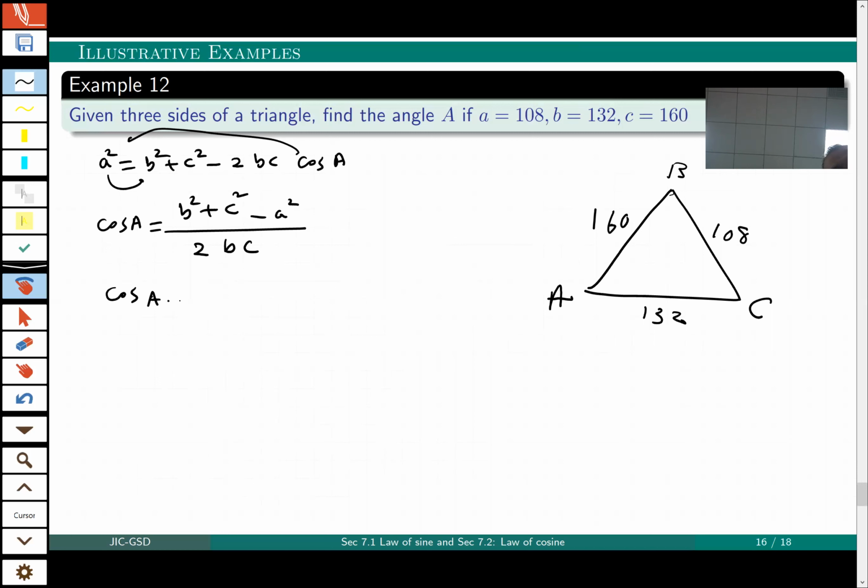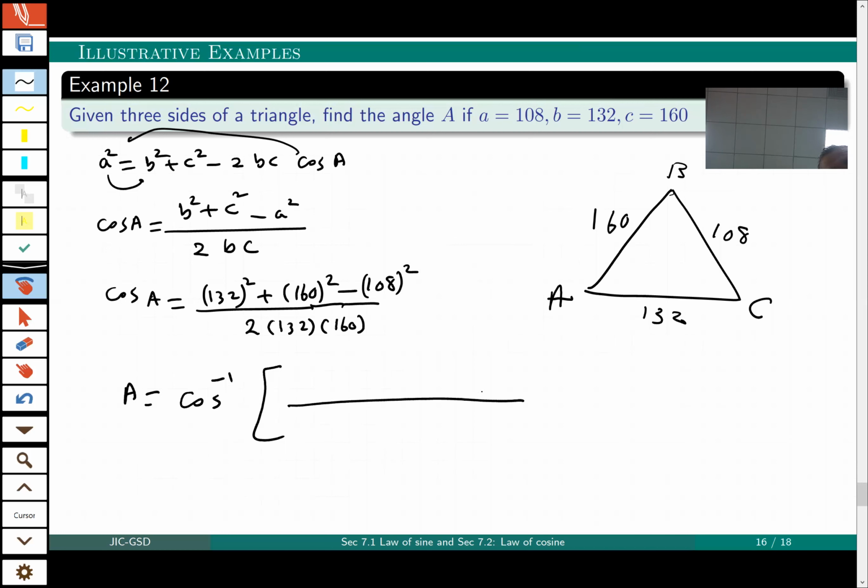So cosine A will equal B squared, which is 132 squared, plus C squared, which is 160 squared, minus A squared, which is 108 squared, divided by 2 times 132 times 160. And A will be cosine inverse of this quantity, which is 132 squared plus 160 squared minus 108 squared divided by 2 times 132 times 160. Again, that's the best we can do.